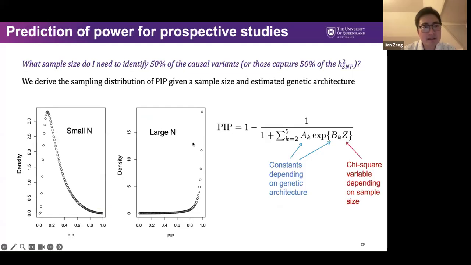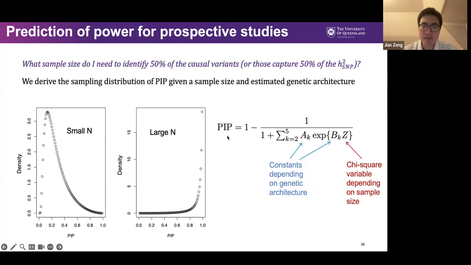Okay, another thing I think it's cool to do is to predict the power for the future study given a sample size. The question we ask is, what sample size do I need to identify a certain proportion of the causal variance, or the causal variance can capture a certain proportion of the SNP-based heritability? To put the long story short, how we do that is we can derive the sampling distribution of PEEP given a sample size and given the estimated genetic architecture.